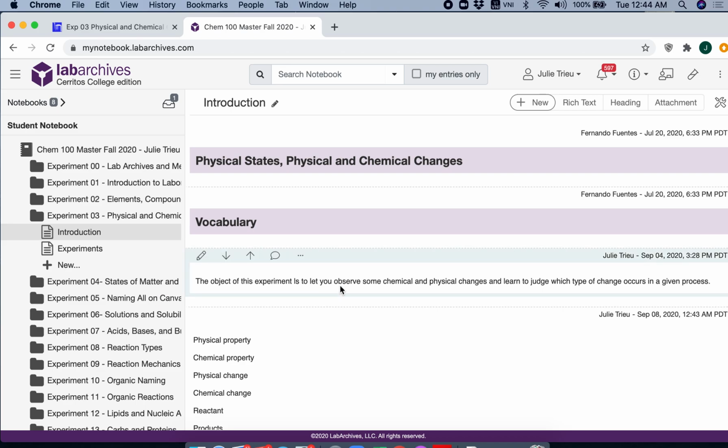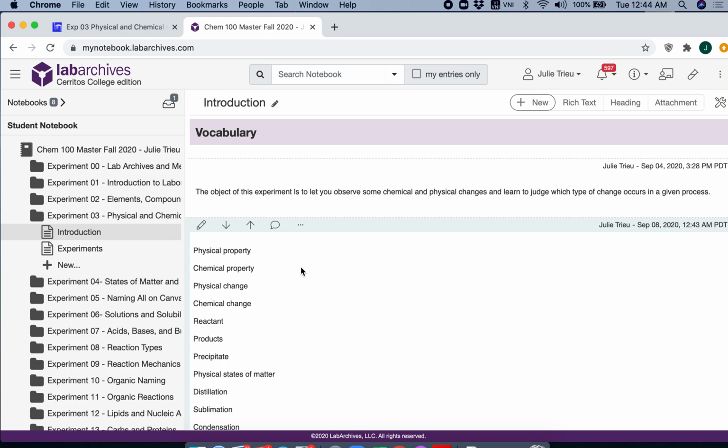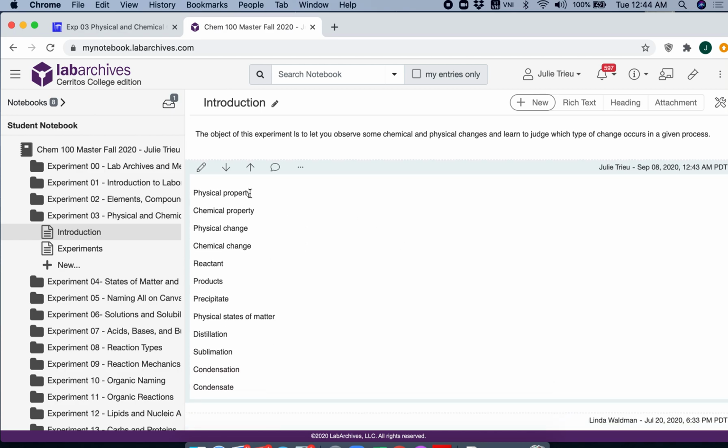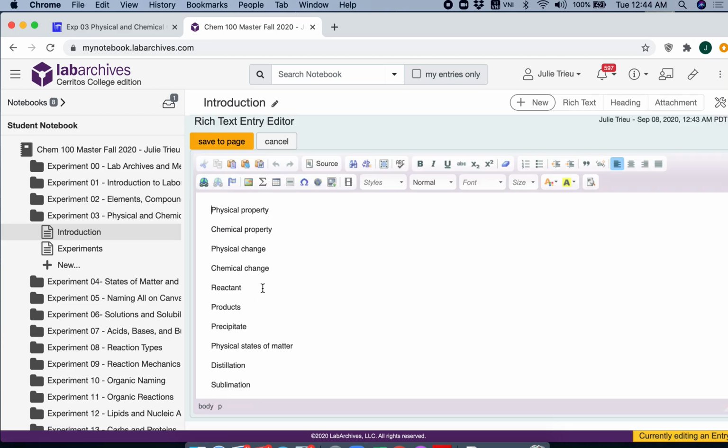The purpose of this lab is to observe some chemical and physical changes of several materials. Make sure you know the vocabulary to prepare for your lab quiz. You need to know the difference between physical and chemical properties, and physical changes versus chemical changes. Make sure you know the difference between reactants and products.